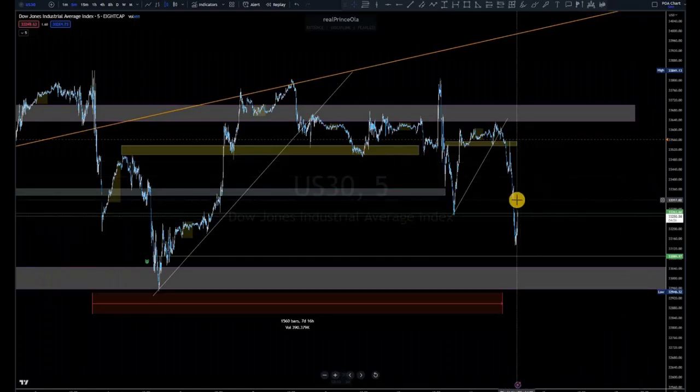So it's just a pattern. Like the market keeps doing that. I don't know why it keeps doing that. So that's just it.